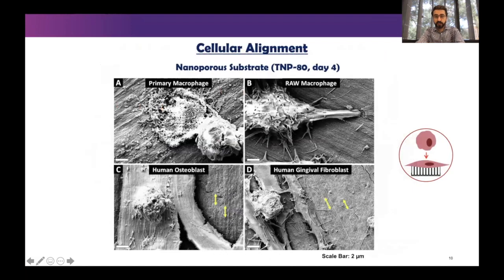Looking at the high magnification image for the TNP80, which is the titanium nanopore at 80 volts, on day 4, we see again the macrophages in a more circular-like spreading morphology indicating an inactive state, whereas the osteoblast and fibroblast tend to align parallel to the nanopores. The yellow arrows here show the nanopores underneath. Clearly, we are able to achieve mechanical stimulation of the cells.